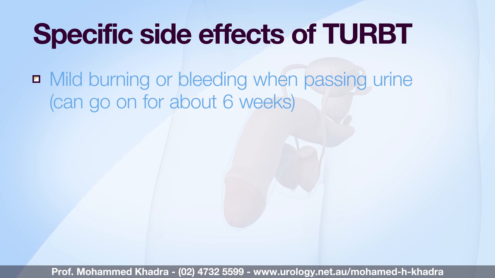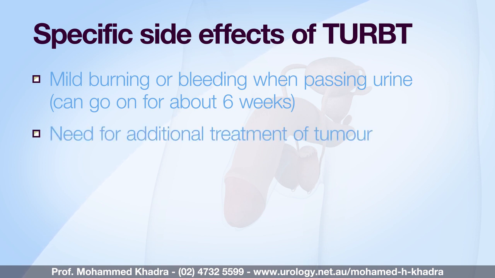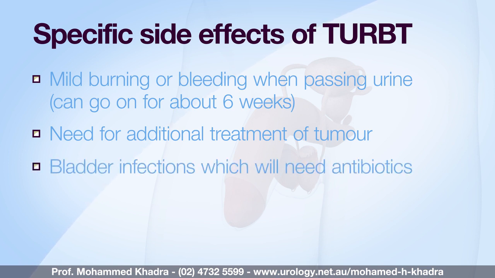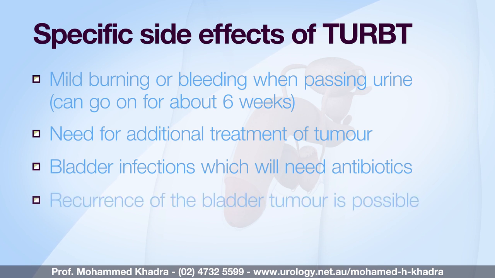Sometimes, once we see the pathology, there is a need for additional treatments to the bladder to prevent later recurrence of the tumours. Occasionally, there are infections that can occur in the bladder and these may need antibiotics. Recurrence of the bladder tumour is either because the tumour itself was incompletely removed or the tumour itself has seeded in the bladder again, and that's why it's important to have a look in your bladder at a later stage.